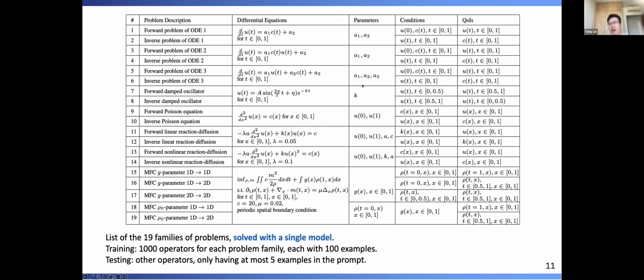Maybe we can have a quick look. For example, this is a forward problem of this ODE, a very simple ODE. Say this is the inverse problem: the condition is U, and I want to infer the control C here. But with different A1 and A2, this operator is different. So I want the model to implicitly infer A1 and A2 as parameters from the examples, and then predict the C corresponding to the input U.